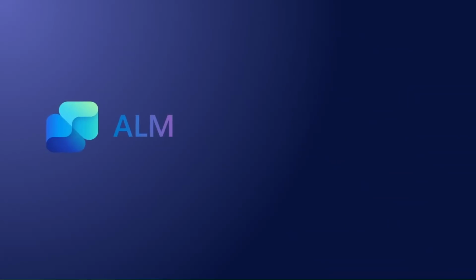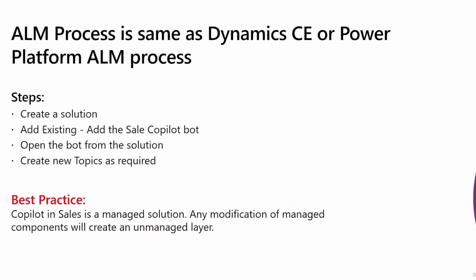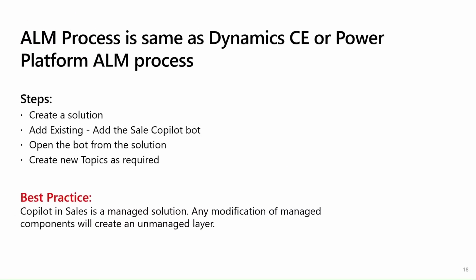Application lifecycle management. Before we start extending the Copilot in Sales, let's have a quick look at the ALM process. The process is exactly the same as Dynamics CE or Power Platform. Here are the steps. Create a new solution, click on Add Existing, add the Sales Copilot bot, open the bot from the solution, and add new topics as required.